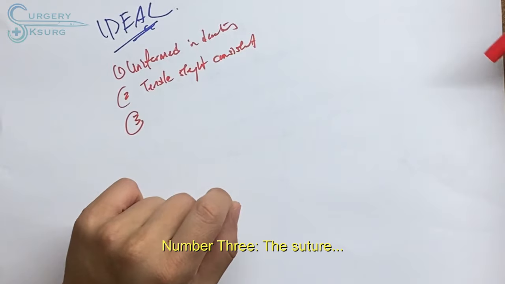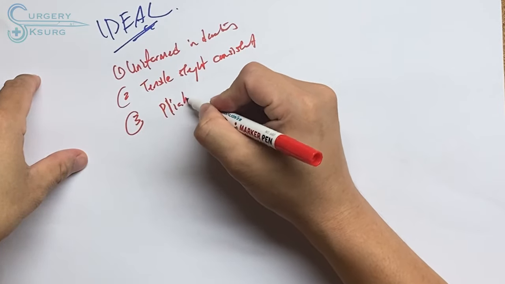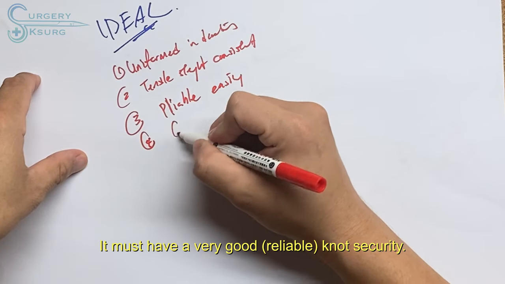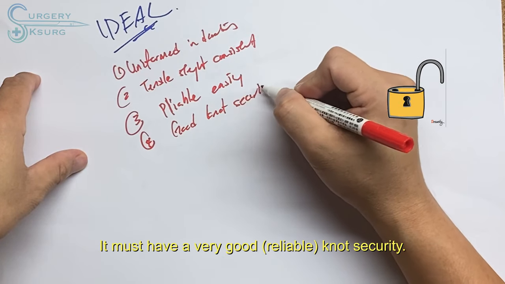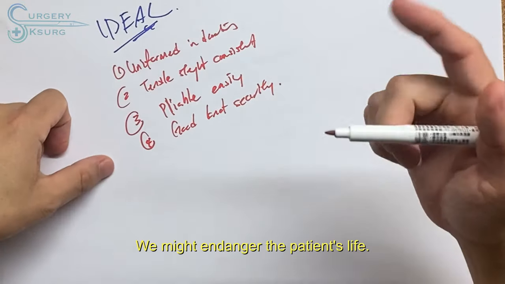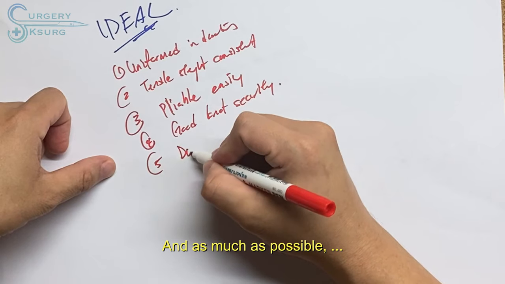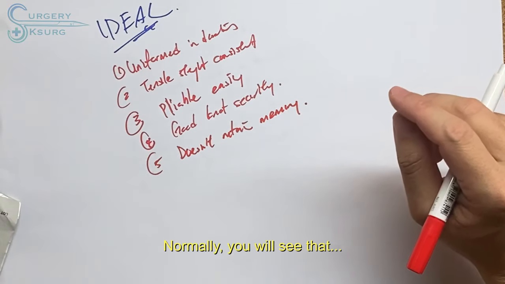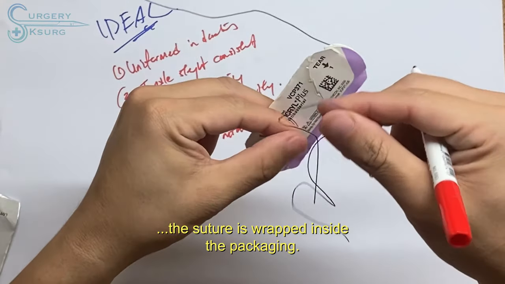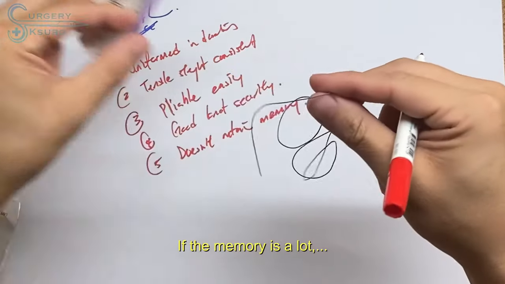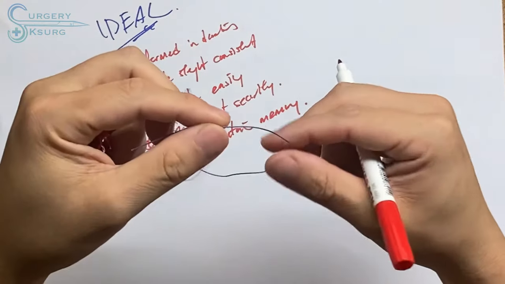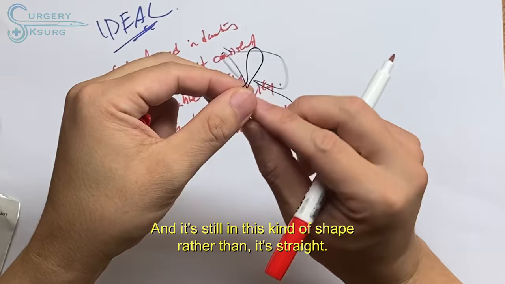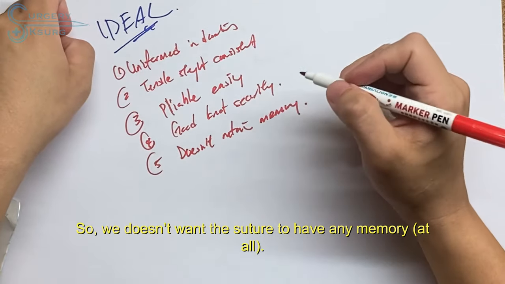Number three, the suture, like this suture, is easily pliable. It should be easily pliable and can be manipulated easily. And number four, of course, they must have a very good knot security. If the security is not good, the knot comes out, it might endanger the patient's life. And as much as possible, we do not want the suture to have memory. So what is memory? Memory is, you see, the suture is wrapped inside the packaging. If the memory is a lot, you can see the suture still retains its packaging shape rather than being straight. So we don't want the suture to have any memory.